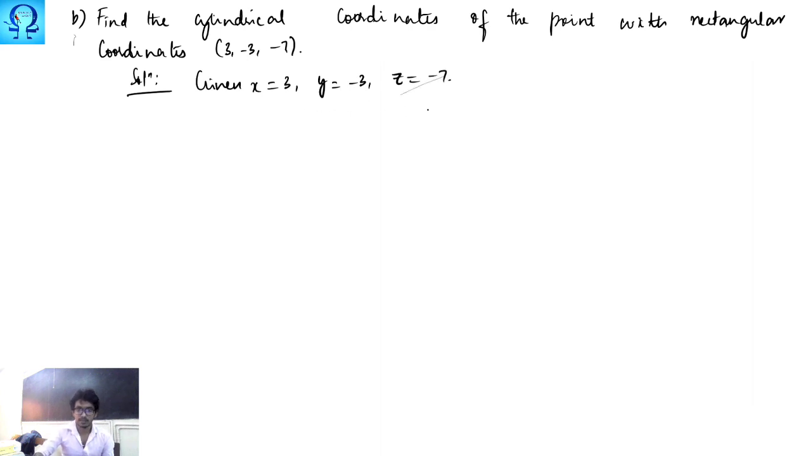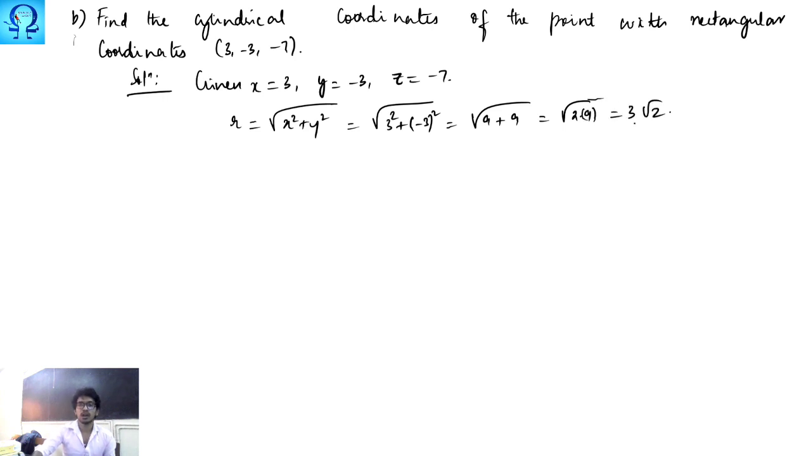So from x and y we'll have to find out what r and theta are. To find r, it is the square root of x square plus y square. So it is going to be 3 square plus (-3) square, which is 9 plus 9, which is 2 multiplied with 9. So it is 3 under root 2. The r value is 3 under root 2, and theta is going to be tan inverse of y upon x.